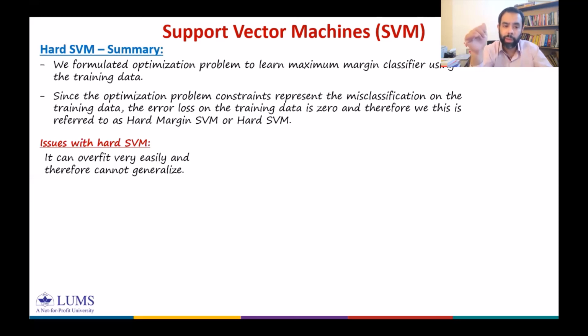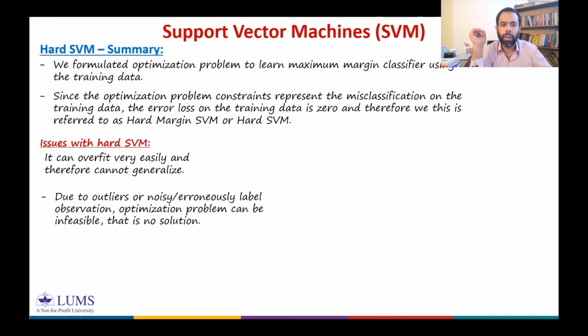It can overfit very easily and therefore cannot generalize. What do you mean by this? Due to outliers or erroneously labeled observations, the optimization problem can be infeasible. Infeasible means the constraints are not satisfied. There is no separating hyperplane that classifies the points correctly.